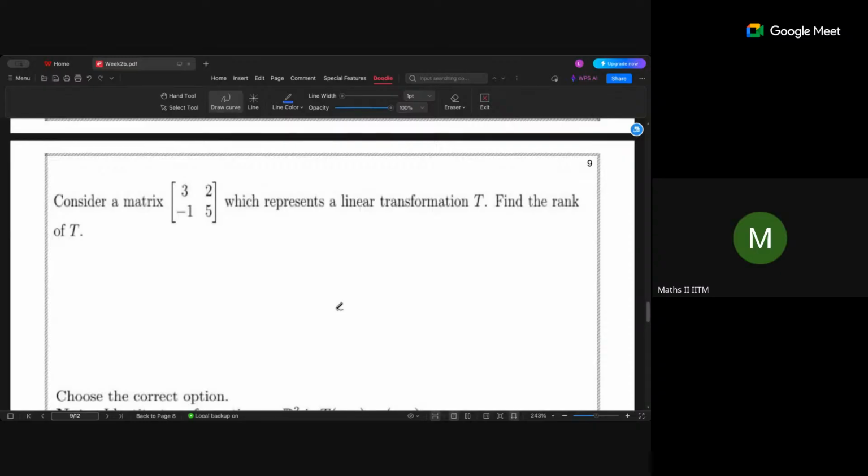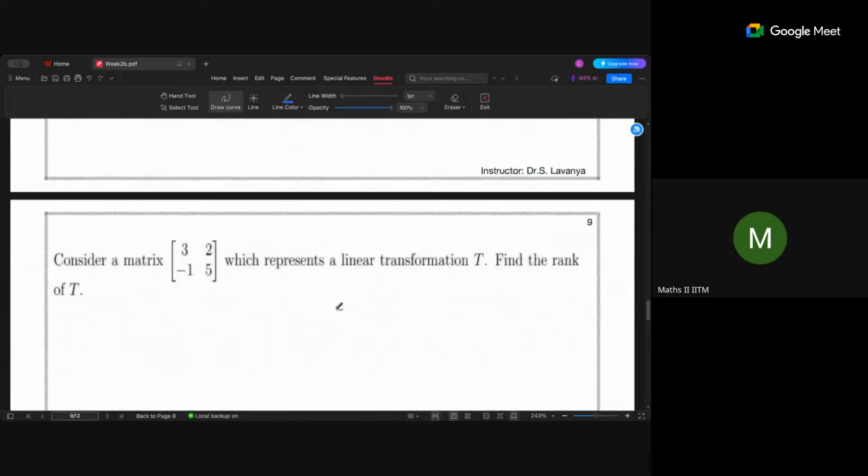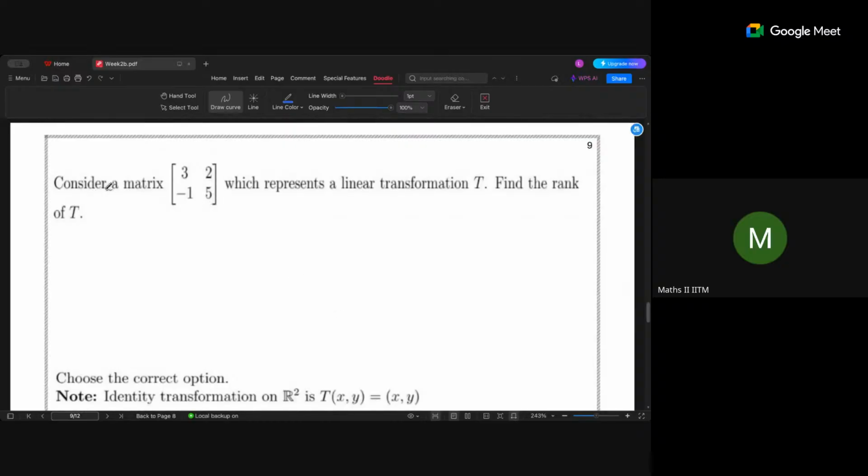Okay. I guess this is fine and we can move on, right? Consider a matrix [3, -1; 2, 5] which represents a linear transformation T. Find the rank of T. How do you find the rank of T?